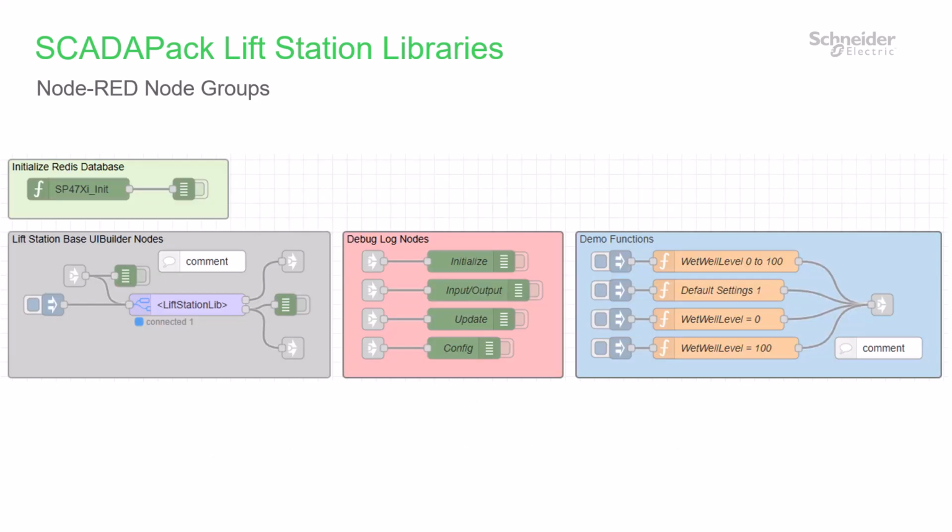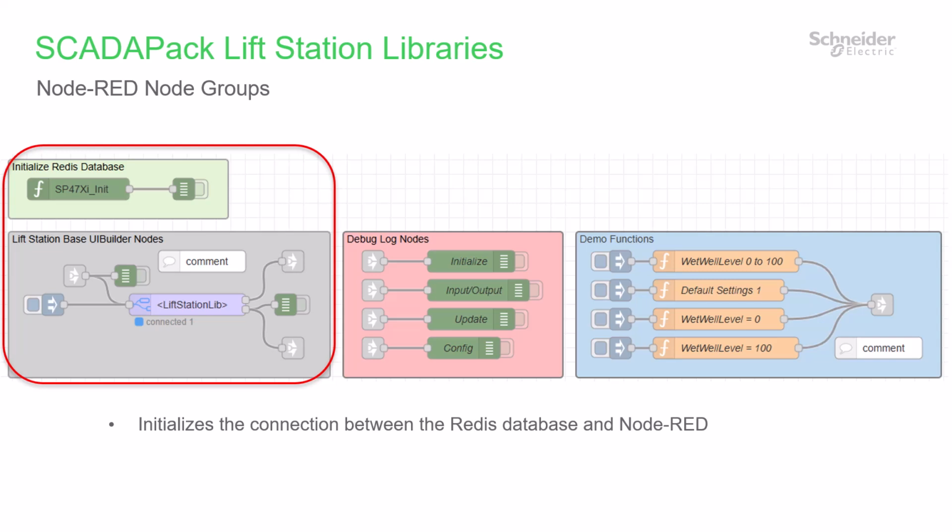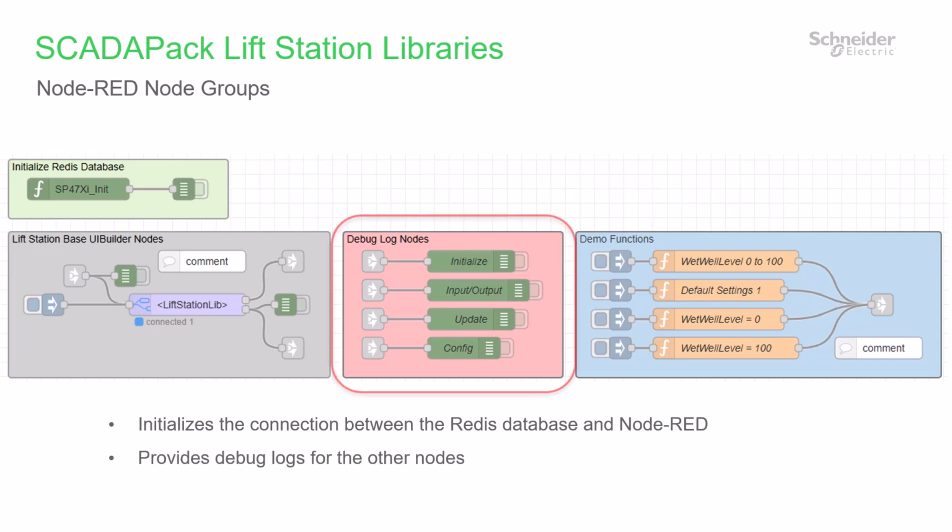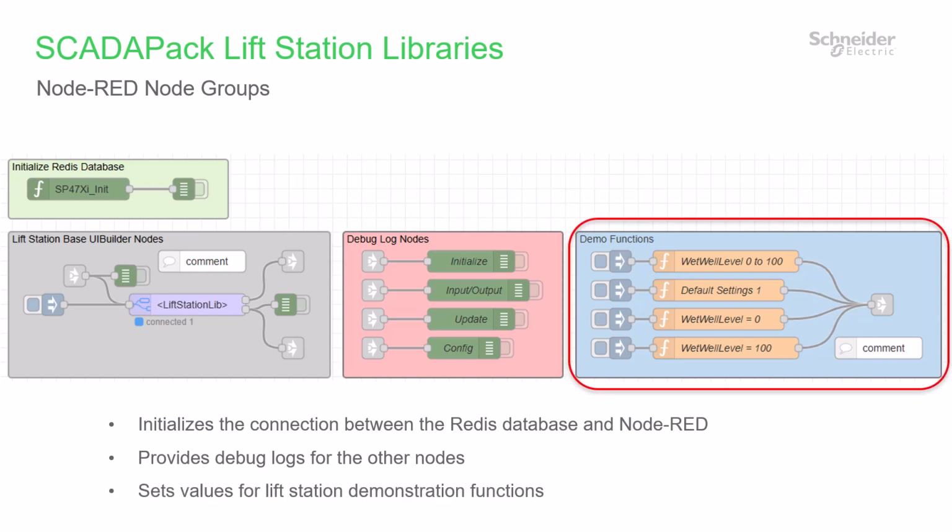Here's the first few node groups in the Node-RED application. Configurable nodes are connected by links to generate logic. This group is configured to initialize a connection between the SCADAPack's Redis database and Node-RED itself. This group creates debug logs for the other nodes, and this one allows you to set values for demonstration functions.